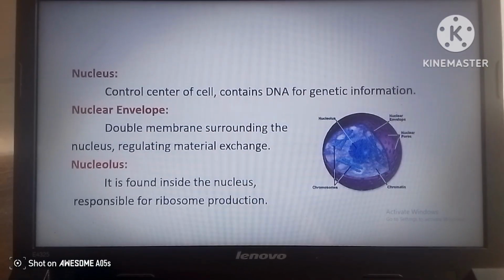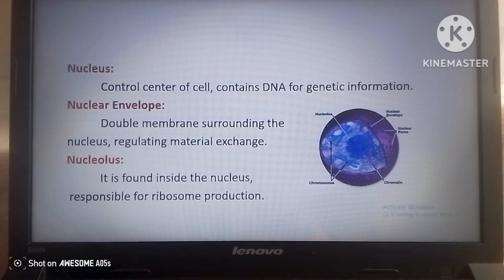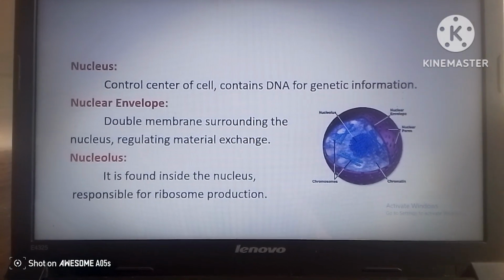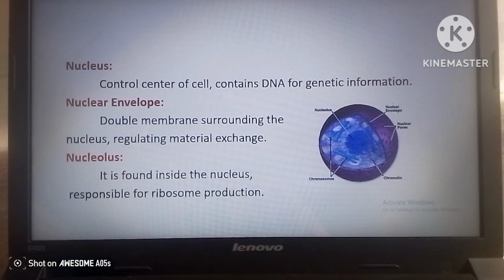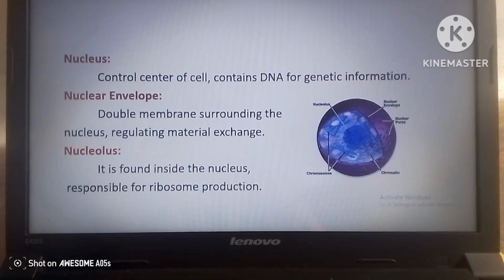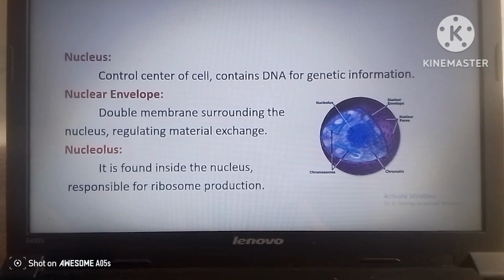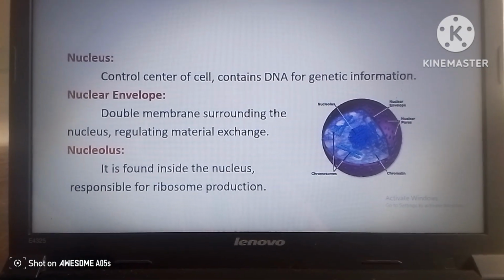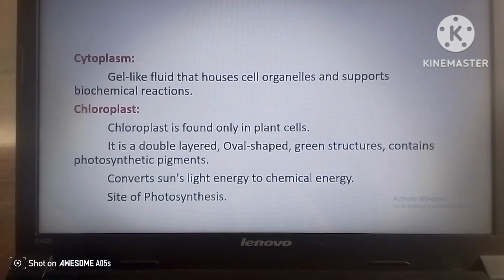Nucleus. It is the control center of the cell. It contains DNA for genetic information. The nucleus is surrounded by a double membrane called the nuclear envelope. It regulates material exchange. Nucleolus. It is found inside the nucleus. It is responsible for ribosome production.